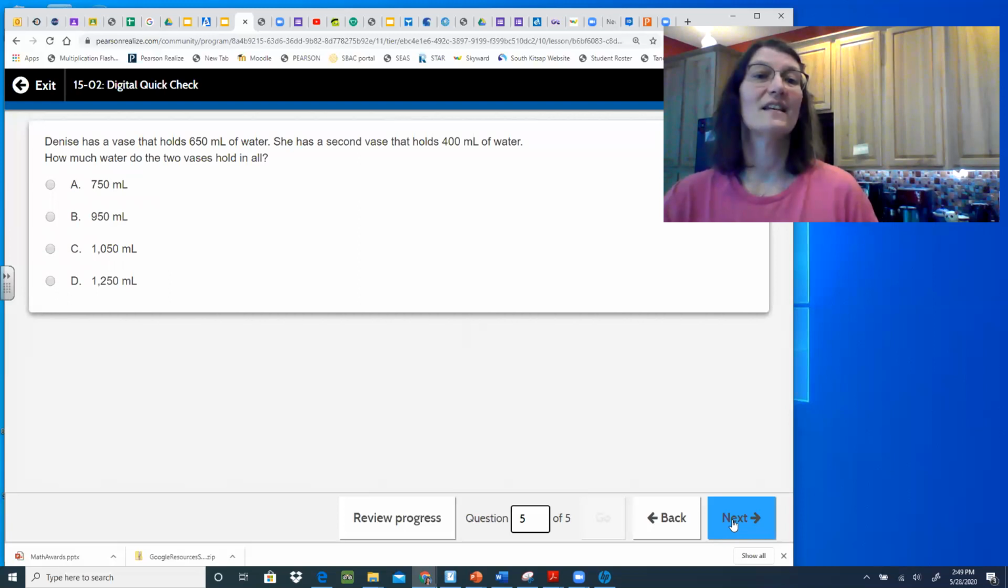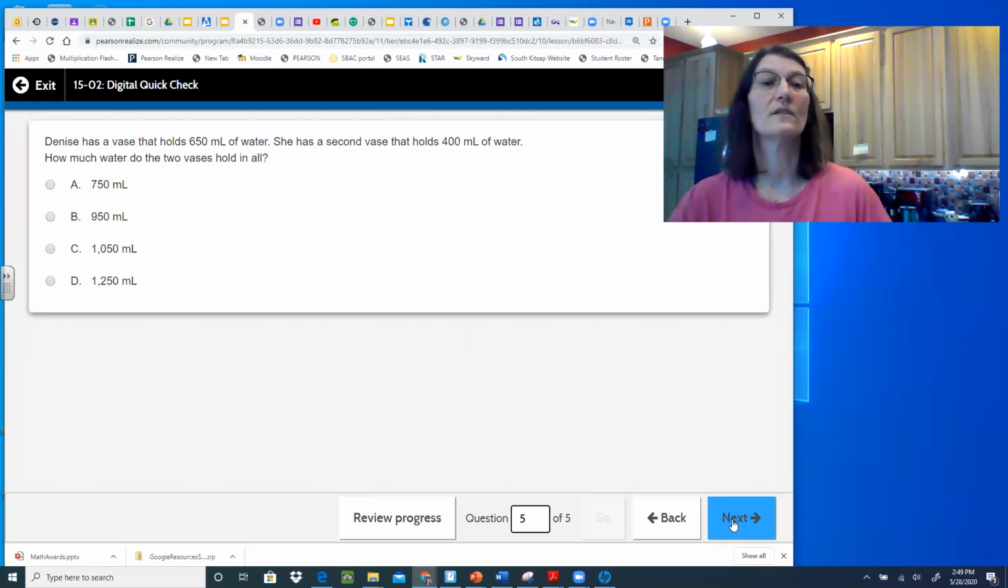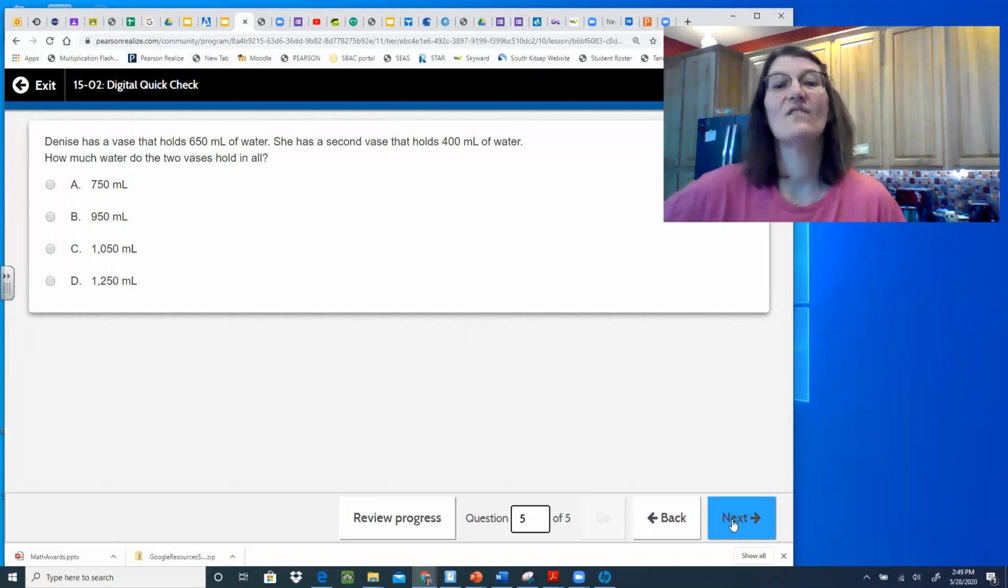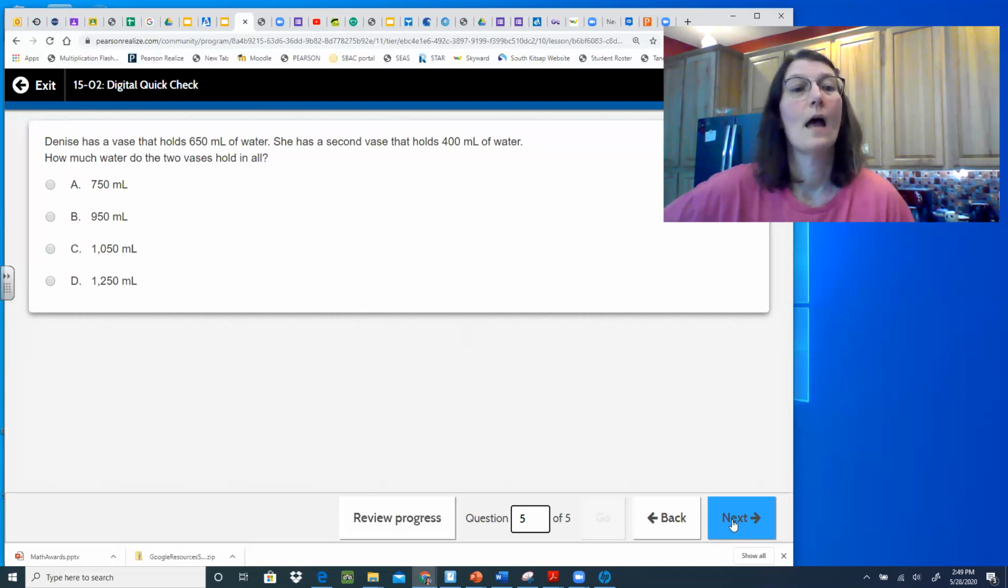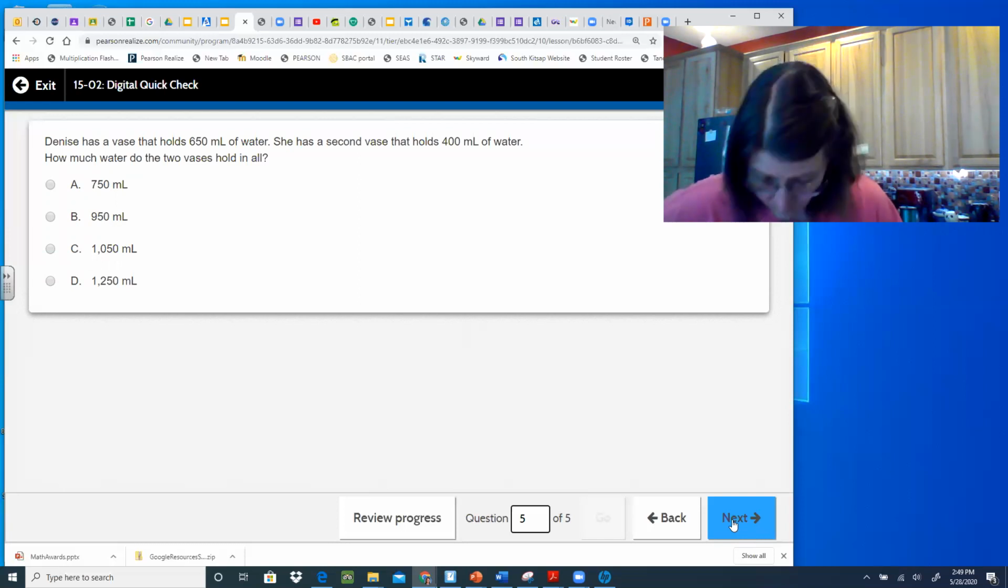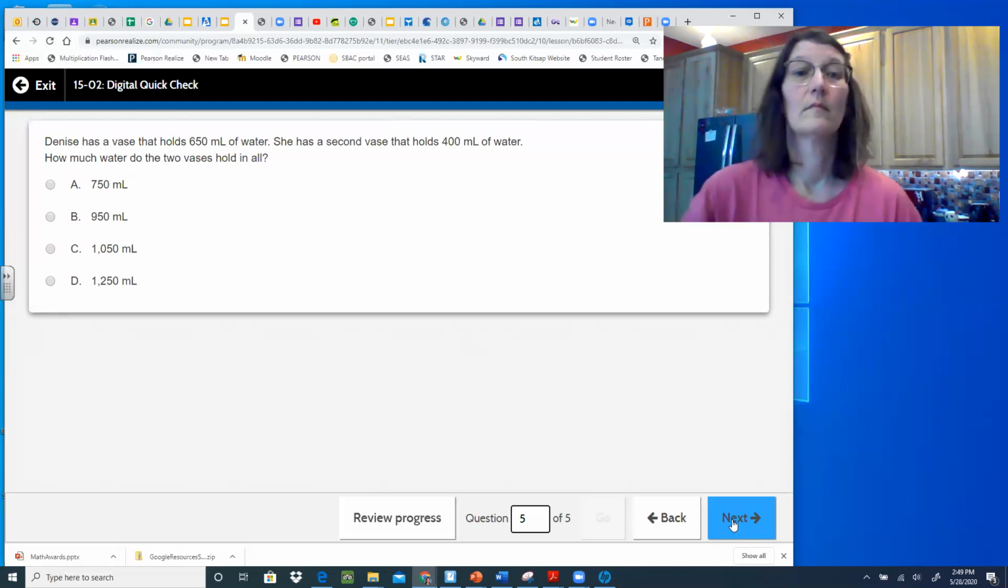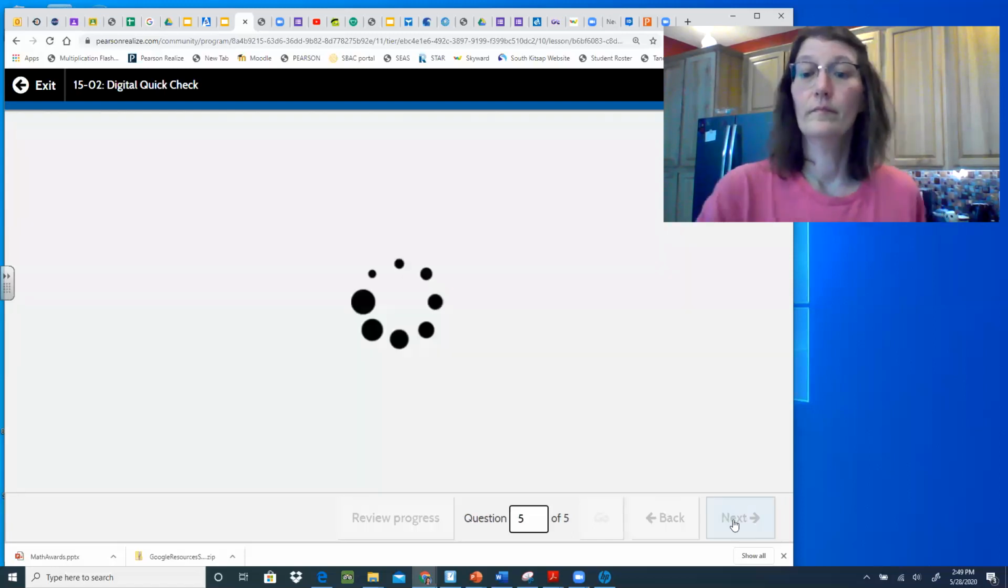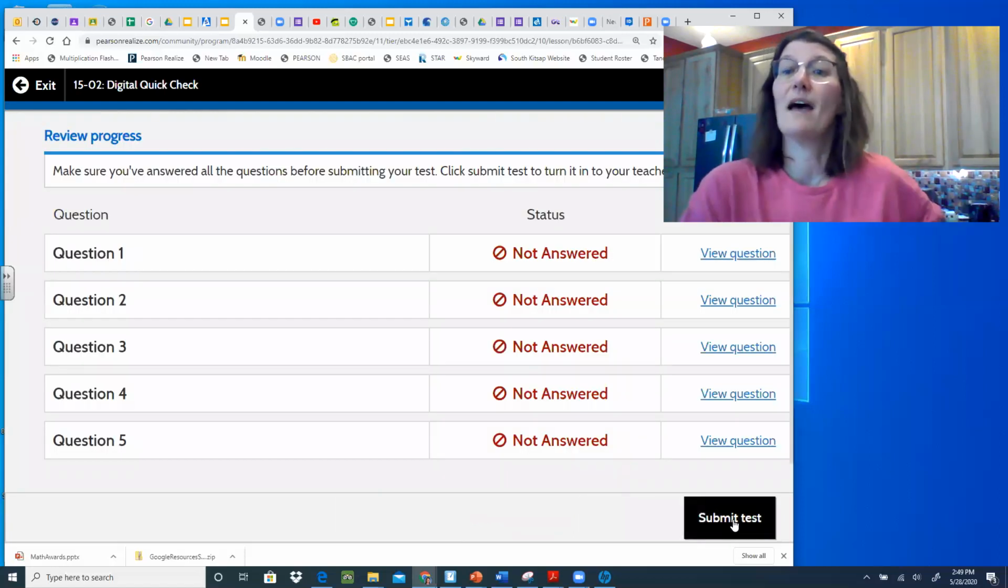Denise has a vase, well, that's a good size vase, that holds 650 milliliters of water. She has a second vase that holds 400. How much water do the 2 vases hold in all? Stack them and add them. And that's it for math for today.